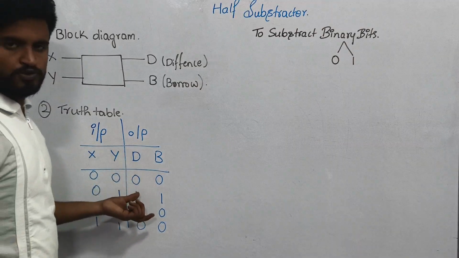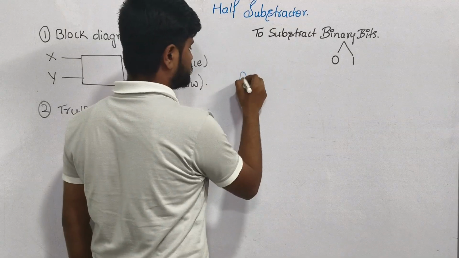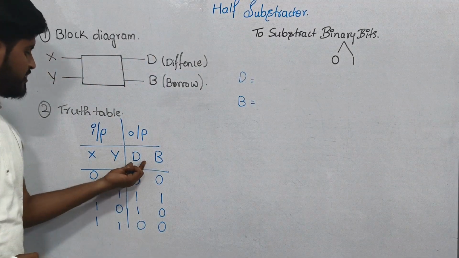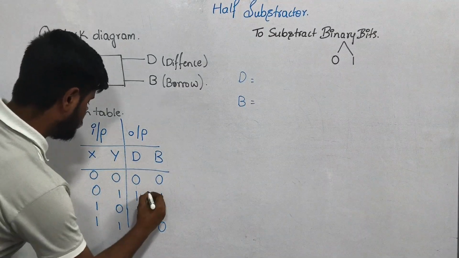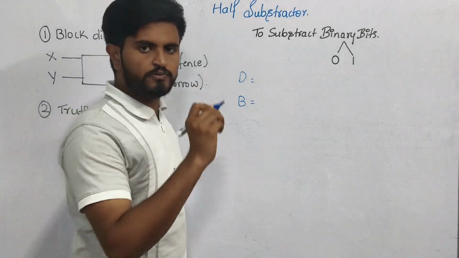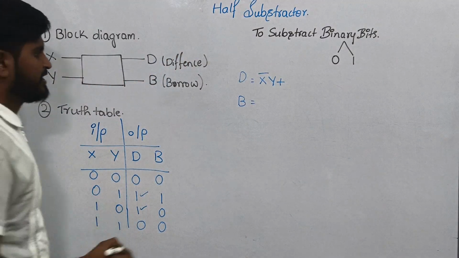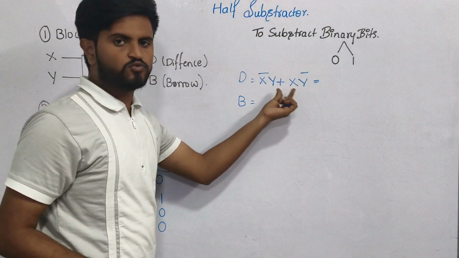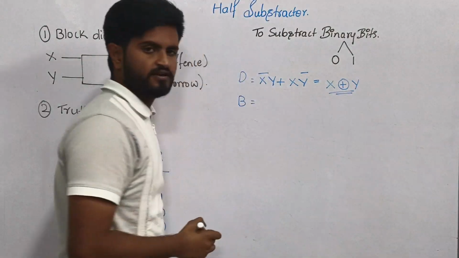Now using these outputs, that is difference D and borrow B, let's write the circuit equation for them. For both of them let's write. First for difference D, where the output values are equal to 1. There are two scenarios. X bar Y. When the value is equal to 0, we will be using bar. So X bar Y plus X Y bar. You can write X bar Y plus X Y bar as X XOR Y.